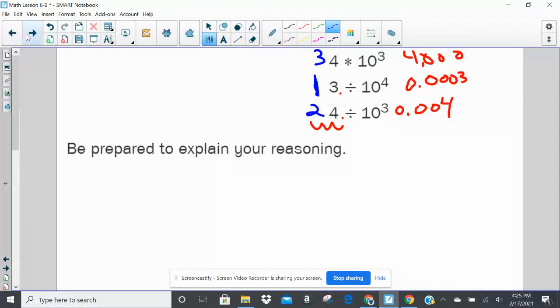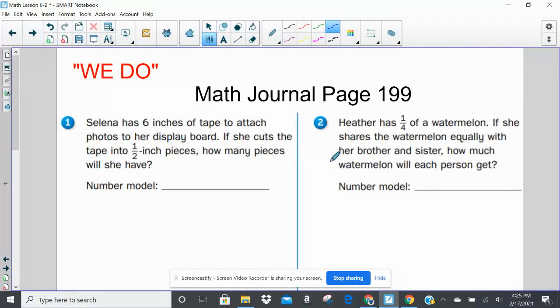Let's move on into some review here before we get into the game. So we're just going to do number 1 and 2 here, and then we'll play the game, okay? So Selena has 6 inches of tape to attach photos to her display board. If she cuts the tape into half-inch pieces, how many pieces will she have?